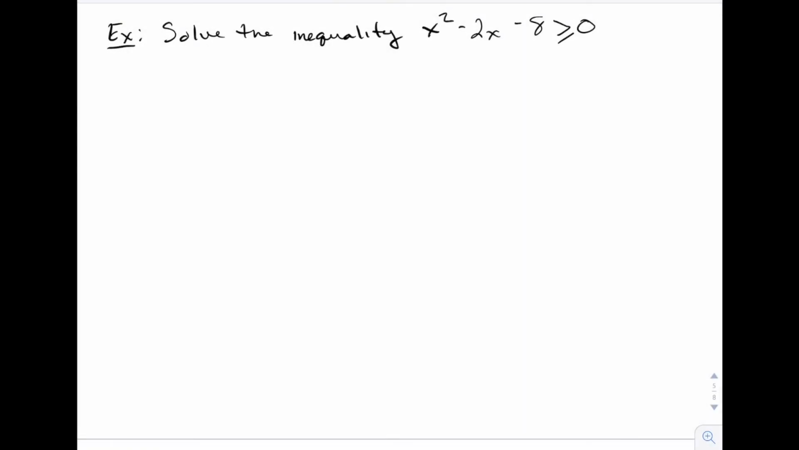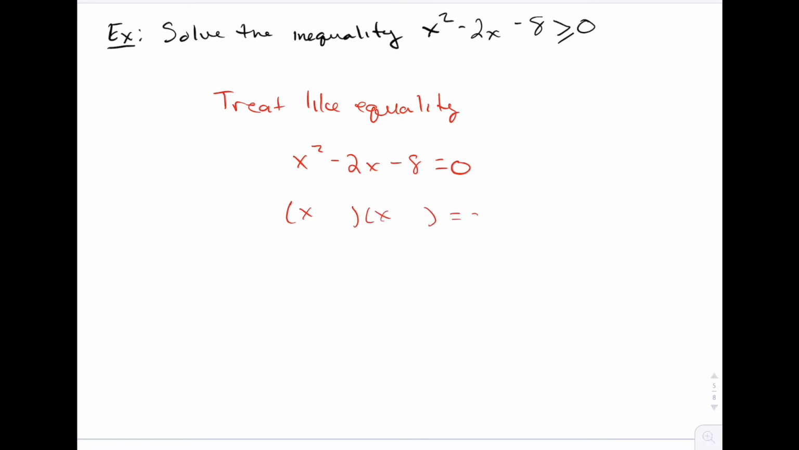Hello. Here we want to finish this example of solving quadratic inequalities. We have the case of x squared minus 2x minus 8 is greater than or equal to 0. And again, we said we want to treat it like it's equality. So what we're going to do is write this down again, but now have that this quadratic is equal to 0. And we'll solve it like any other type of quadratic right now.